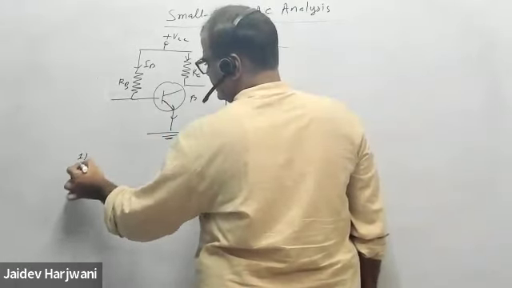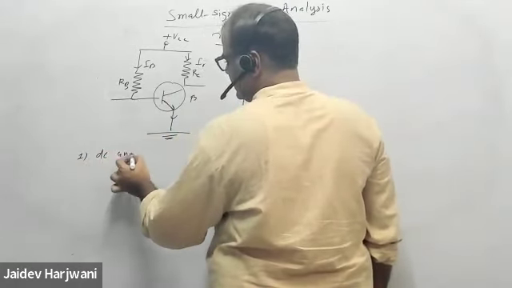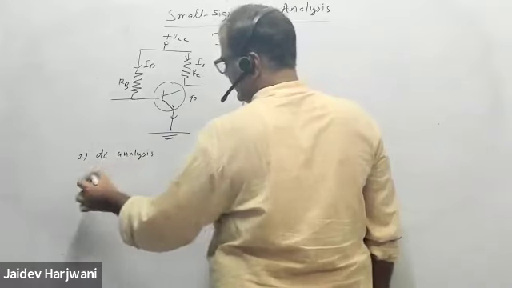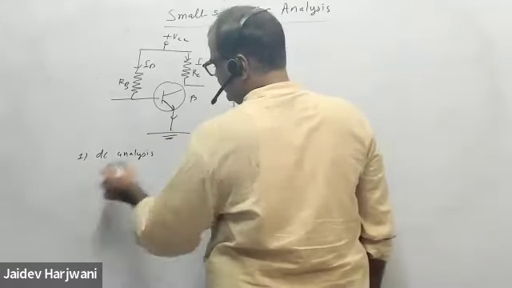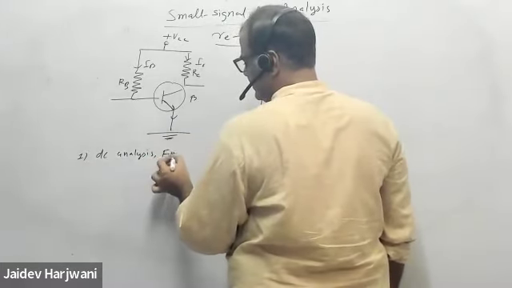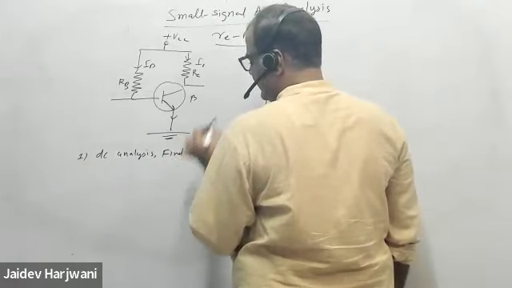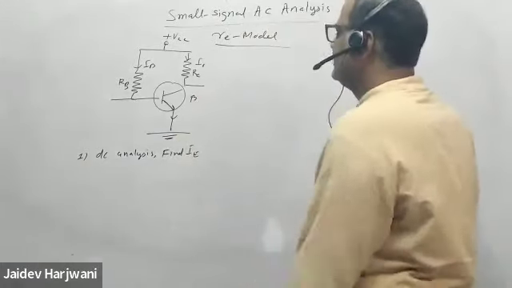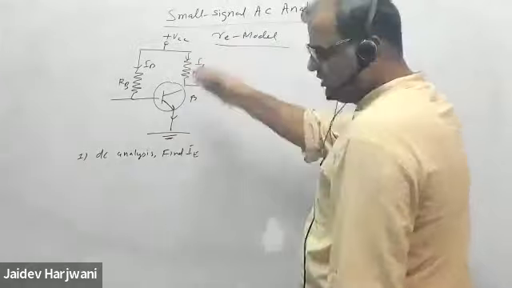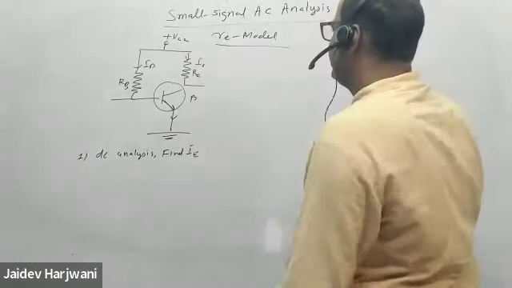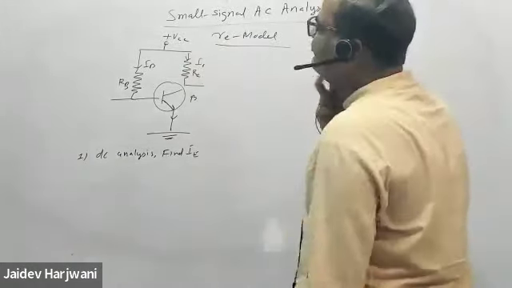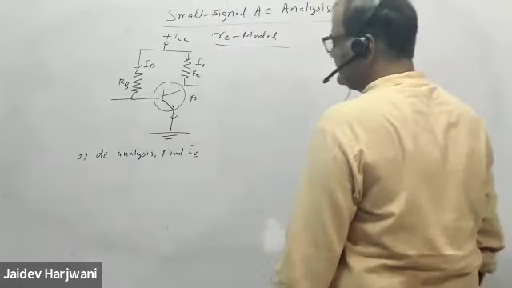So first step is DC analysis, and DC analysis means find IE, capital IE. That is done. Whenever value will be given, we'll solve that one. And now if I want to do AC analysis, I want to find the 4 quantities. Now second is AC analysis.